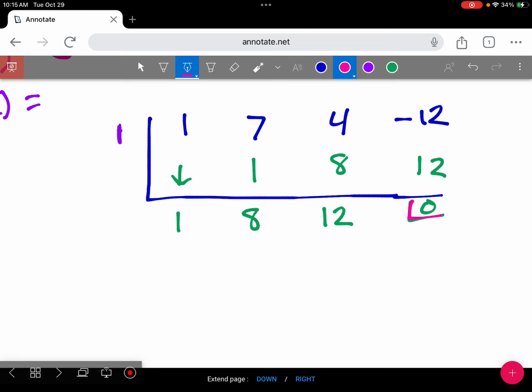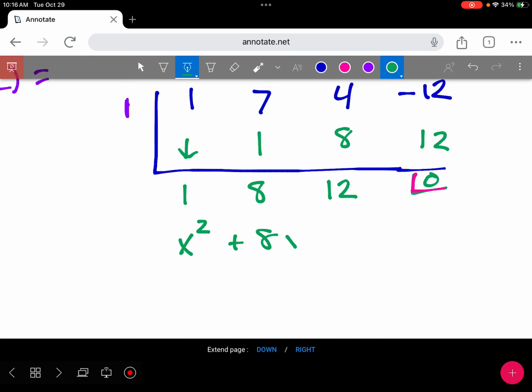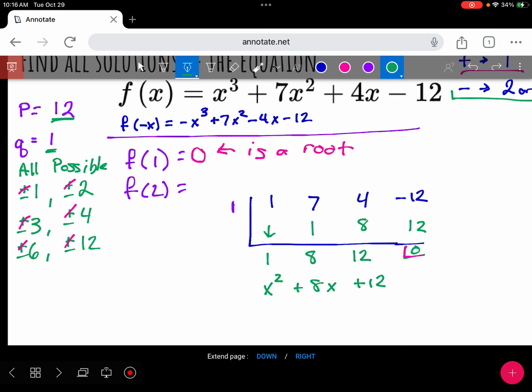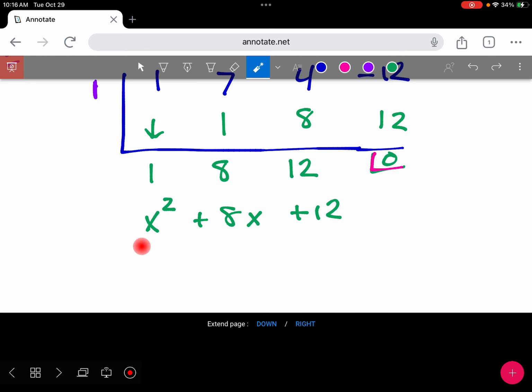This would be how we would do all of the substitutions before we had calculators allowed in here. We did everything synthetic division style. Okay, so what does this give us as a leftover polynomial? 1x squared plus 8x plus 12. It gives us one degree smaller. So this was a cubic, so this is now a quadratic. So then my next question is, does this guy factor?